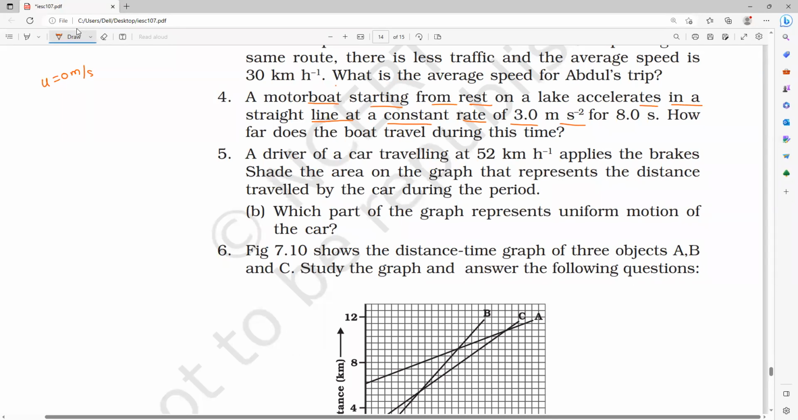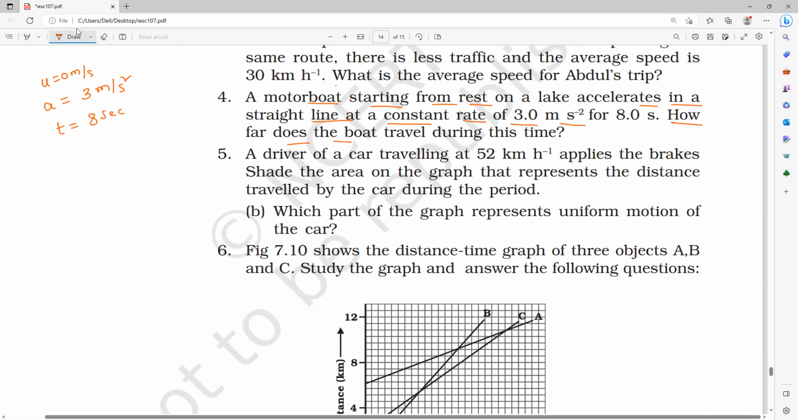Means what they have given? Velocity or acceleration? Acceleration. 3 meter per second square. Understand, Silas, how to read? Okay. And what is the time taken? What is the time given? How many seconds it is accelerated? 8 seconds. Yes, they are asking.